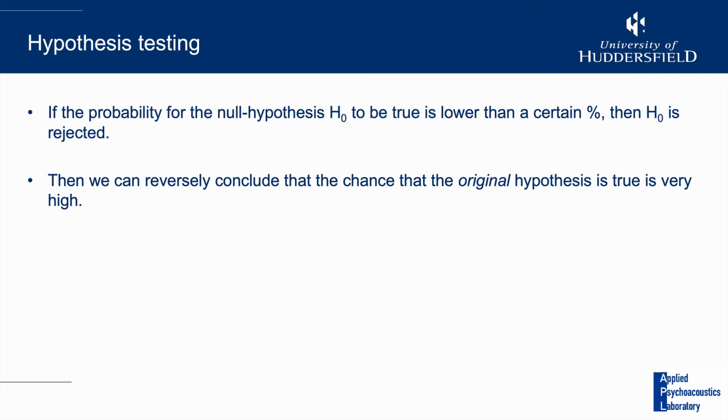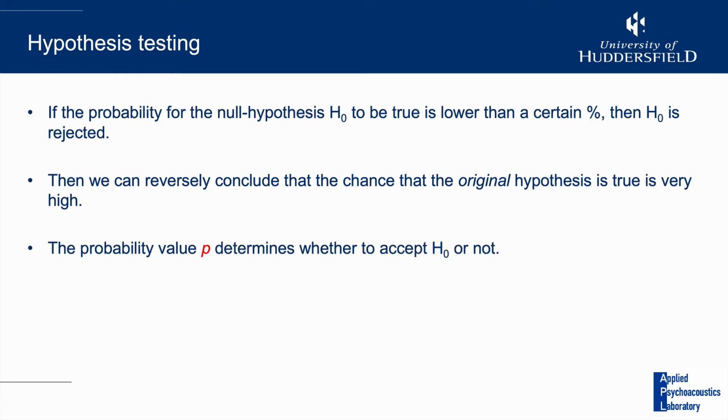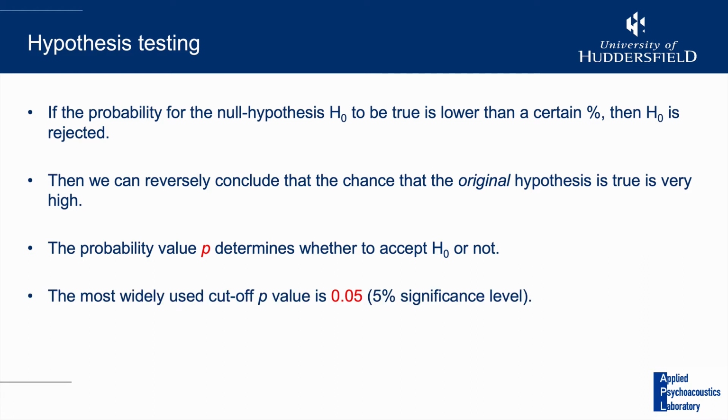The probability value p determines whether to accept H0 or not, and the most widely used cutoff p-value is 0.05, which is 5% significance level. But 1% is also used for more conservative statistical testing.